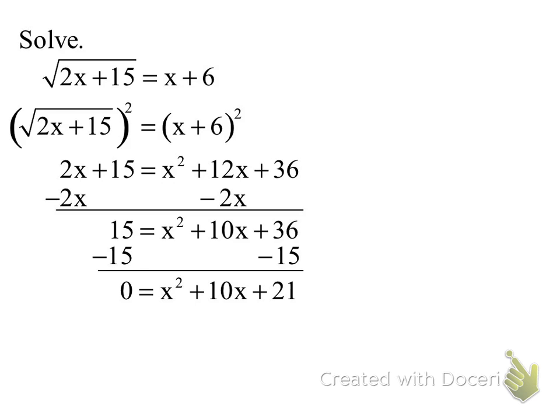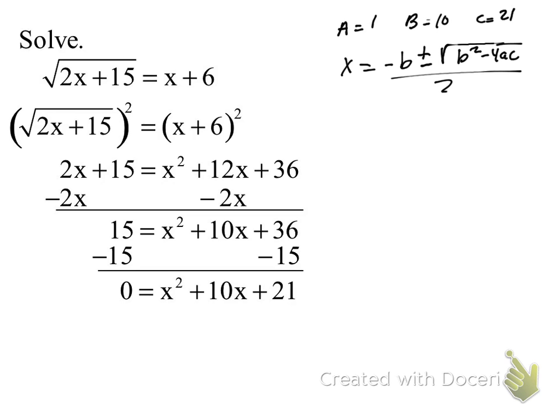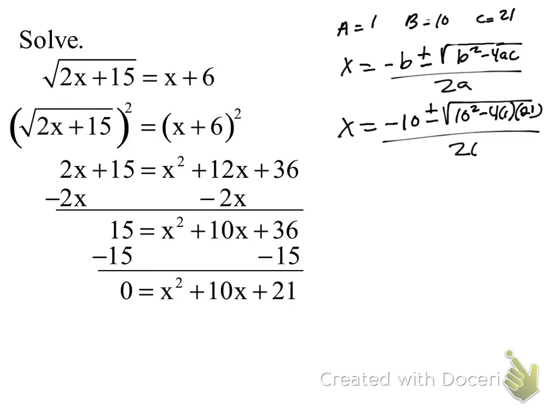What would you like to do? I found a, b, and c. So he found a, b, and c. A equals 1, b equals 10, c equals 21. X equals negative b plus or minus the square root of b squared minus 4ac all over 2a. So x equals negative 10 plus or minus the square root of 10 squared minus 4 times 1 times 21 all over 2 times 1. So x equals negative 10 plus or minus the square root of 100 minus 81.